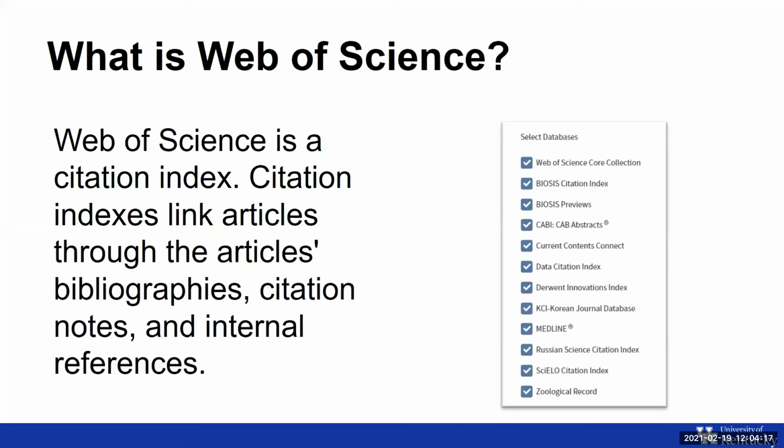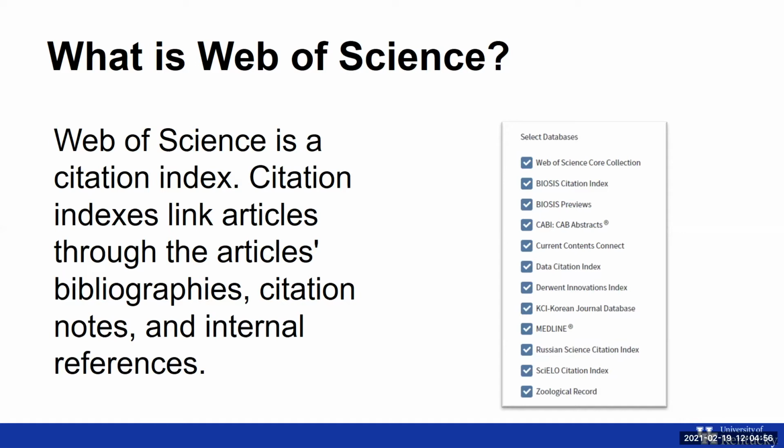All right, so what is Web of Science? Web of Science is a citation index, and citation indexes link to articles through the article's bibliographies, citation notes, and internal references. This makes it easy to move forward and backwards chronologically in the research trail because you can both easily see the paper cited by an article and the articles that go on to cite that article later. Citation indexes also help in determining the impact of articles in journals by highlighting which titles are the most relevant or most cited in the field.